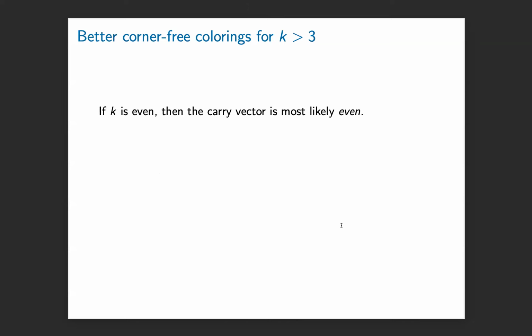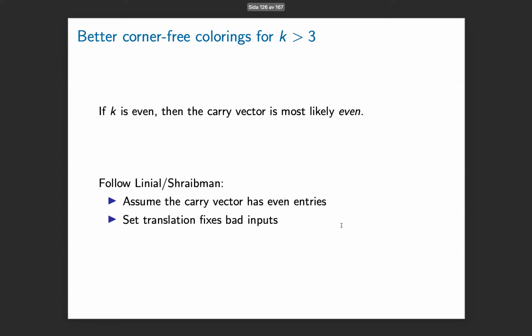Okay? Now let's try to do a Linial-Shraibman and Green sort of thing. I'm going to let k be even, because the k is odd case is a little more complicated and I don't want to get into it. If k is even, then it's most likely that the carry vector is even. So following the ideas of Linial and Shraibman, we just assume that the carry vector has all even entries, do the protocol without having to communicate the carry vector at all, and then use set translation to fix bad inputs.